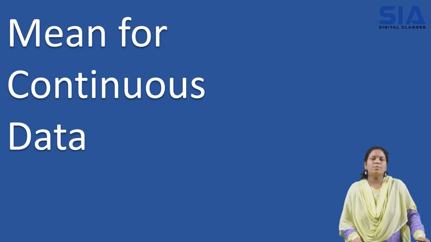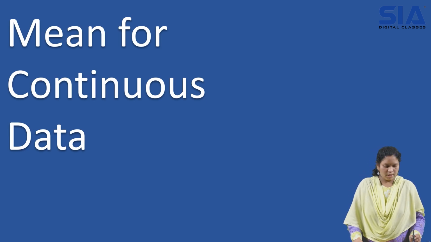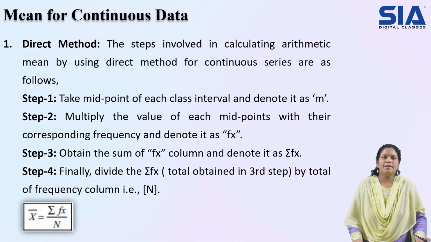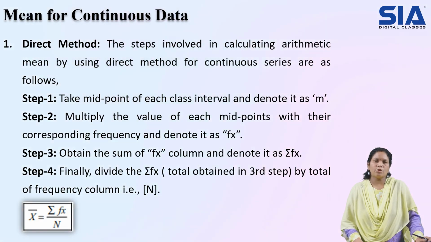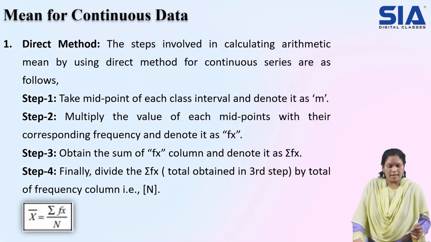Today's concept is mean for continuous data. So let us discuss continuous data mean. For continuous data, we have three different methods: direct method, shortcut method, and step deviation method. First, let us start with the direct method.